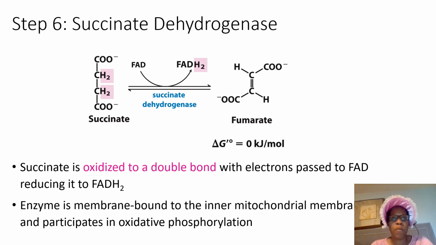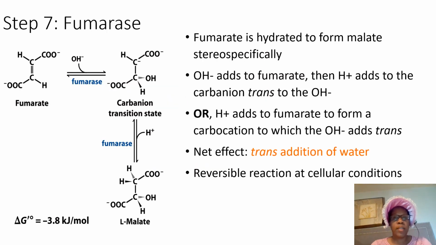So we go from a 4-carbon molecule succinate to one with a double bond in between carbons 2 and 3, called fumarate. The next step, step 7 in the citric acid cycle, is catalyzed by the enzyme fumarase. So we have fumarase.